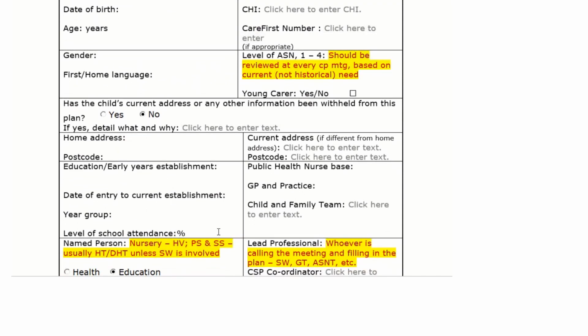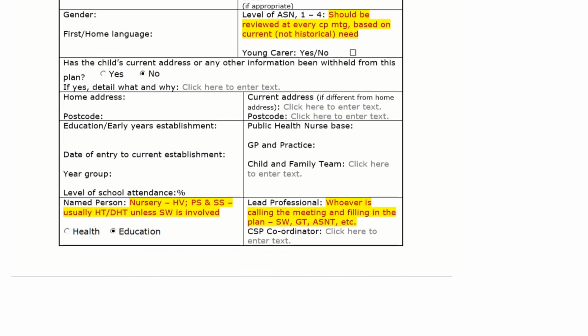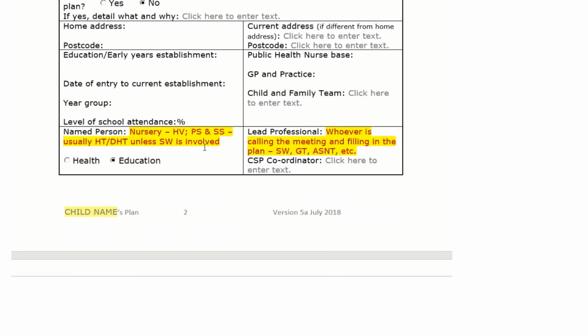And the important parts in here are that the lead professional and the named person are in place. So this will either be health or education and the lead professional. So there might also be a coordinated support plan coordinator if there is a coordinated support plan in place, but that rarely is the case. So who is calling the meeting and filling in the things, and which agency? Is it education or is it health? So is your health visitor who's in charge, or is this child now in education? Okay, the lead professional can also be a social worker.